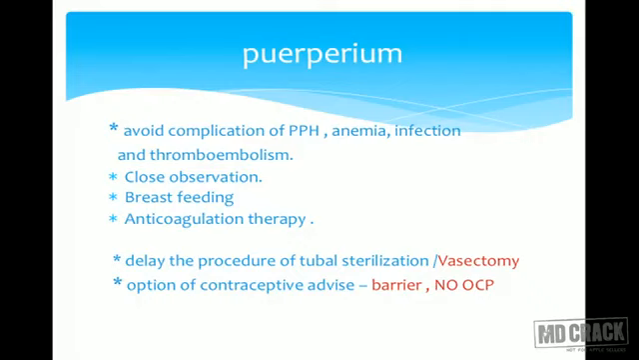If they are not willing for permanent sterilization, then they would ask us what temporary method of contraception they could use. In that case, barrier is the method of choice. No oral contraceptives are to be prescribed to a patient with heart disease, because of the risk of thromboembolism.